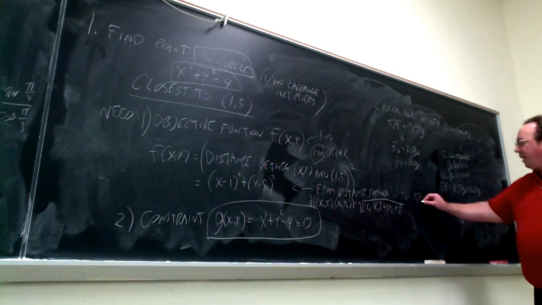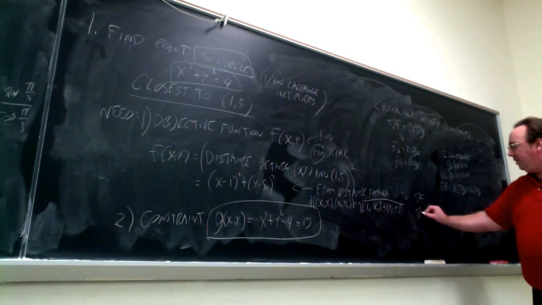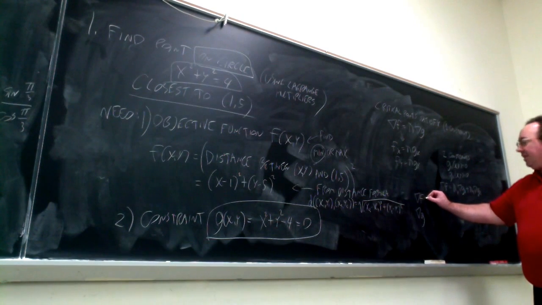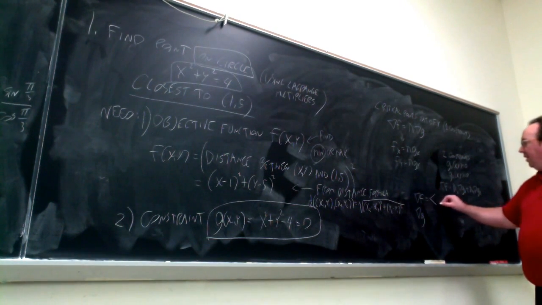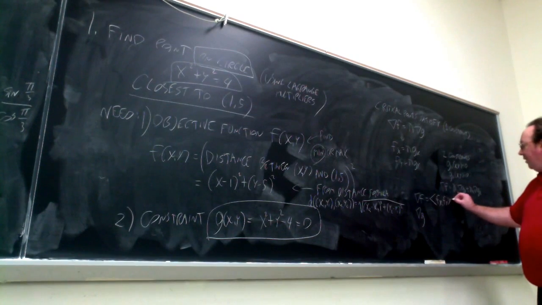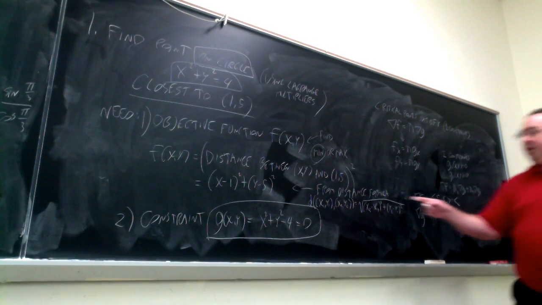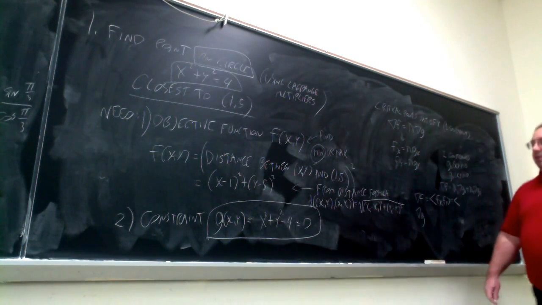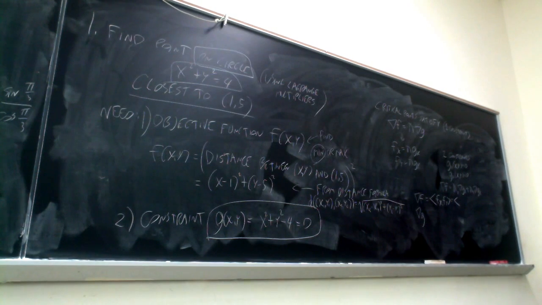Okay, so let's get our gradients. We need df/dx and df/dy. So what are the partial derivatives of our objective function? With respect to x: 2x.